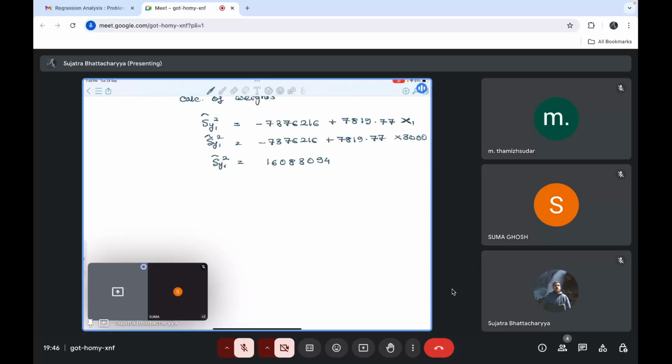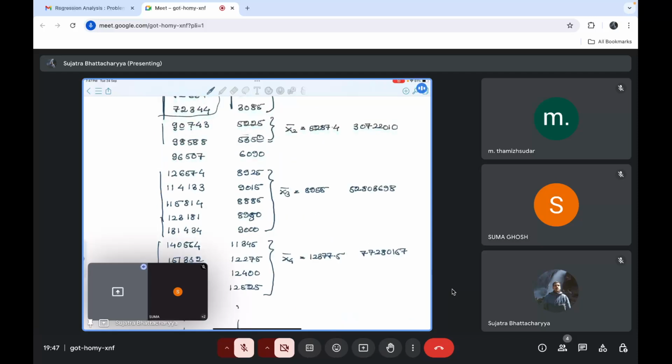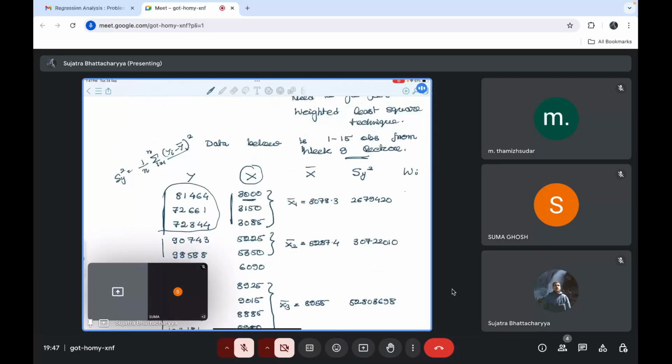But the weight is what? W1 will be 1 upon sy1 hat square, so this will be 1 upon 16083094. This comes out to be 6.217 into 10 to the power minus 8. This is your W1. If you look at the example, you will get the same thing as W1, 6.217 into 10 to the power minus 8.